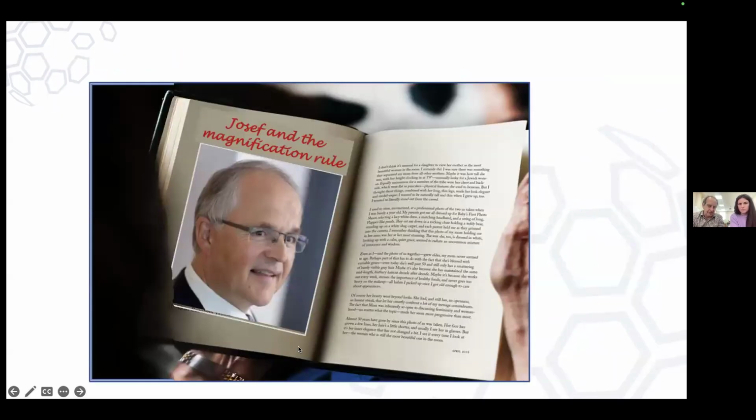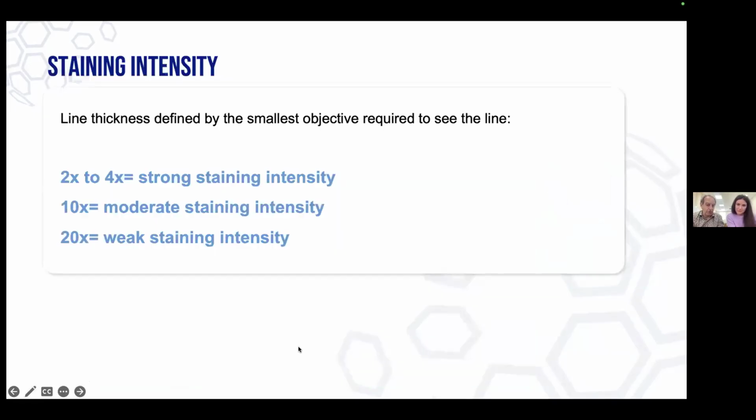Staining intensity. This is our friend Joseph Rushoff, who didn't think about the magnification rule because people were already using it, but he was the first one to say, guys, let's keep our heads together and use this throughout. Then he did a little bit of work around it to show how easy it was to apply and how concordant we are in applying it. And then he devised an understanding of why this magnification rule works.